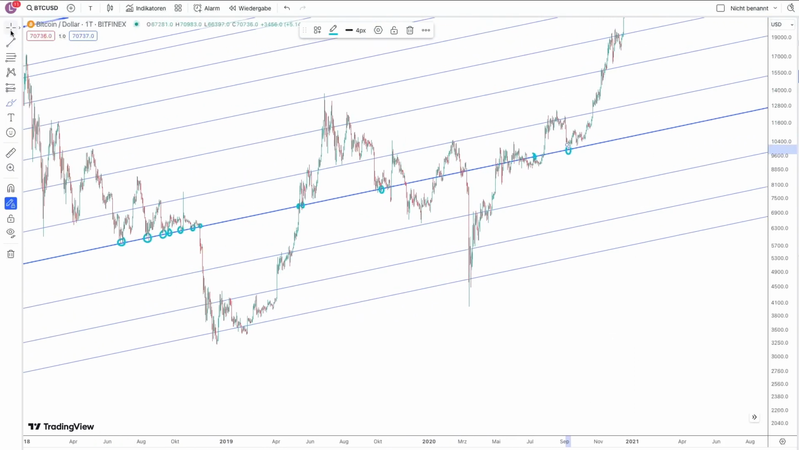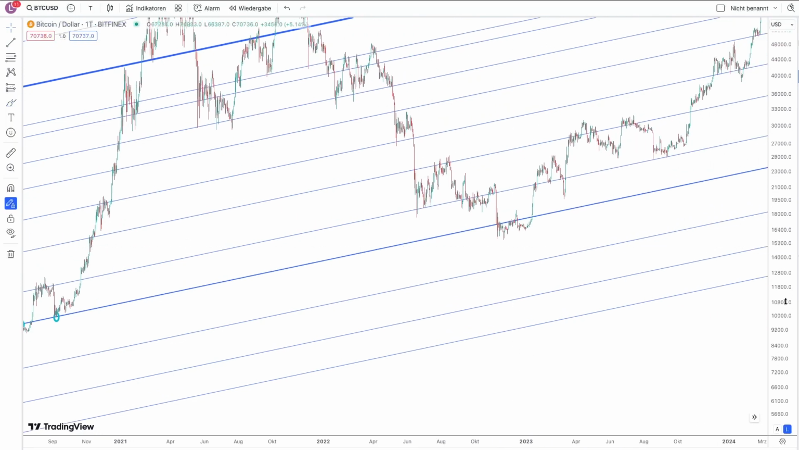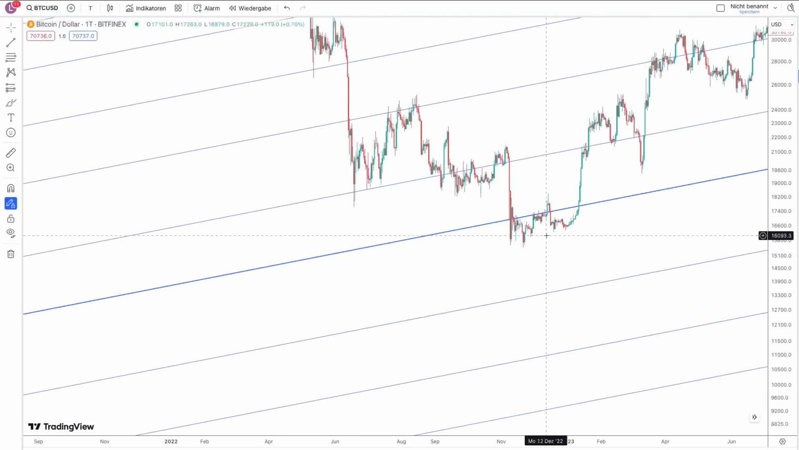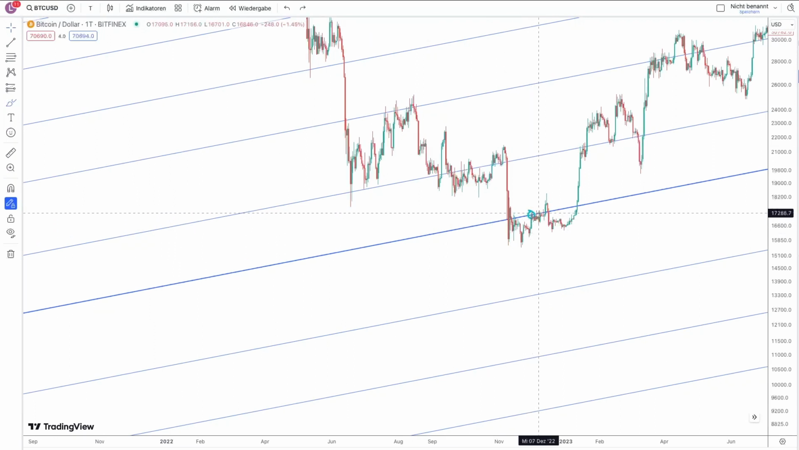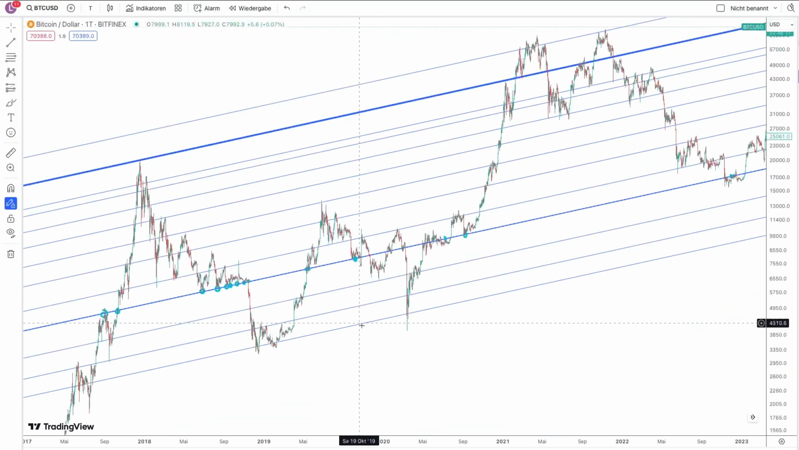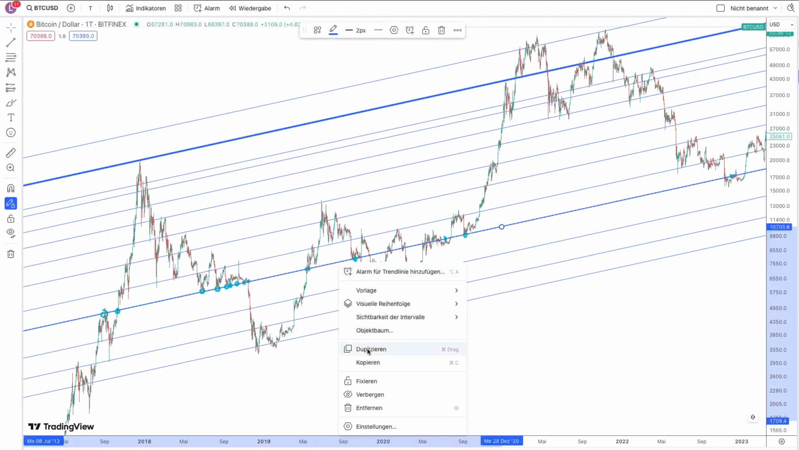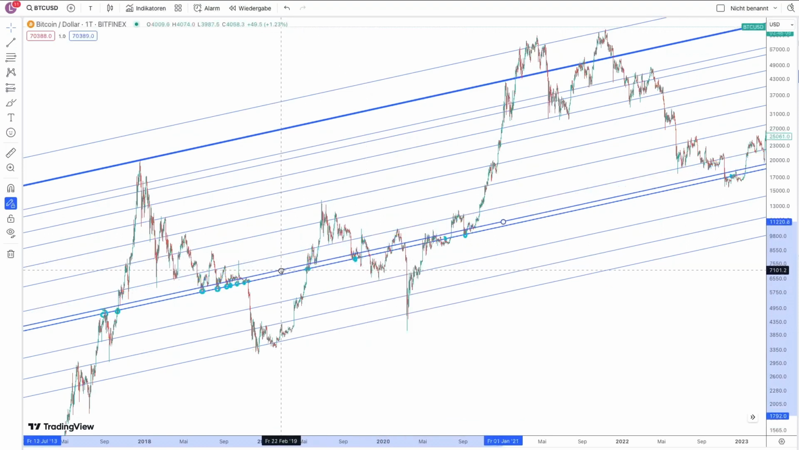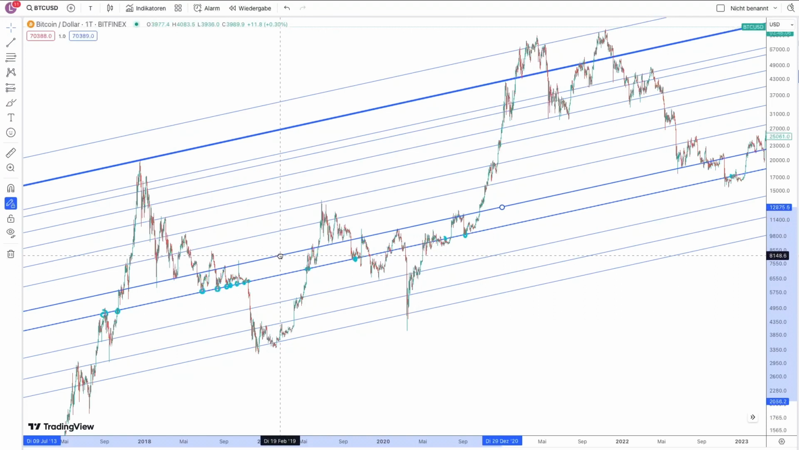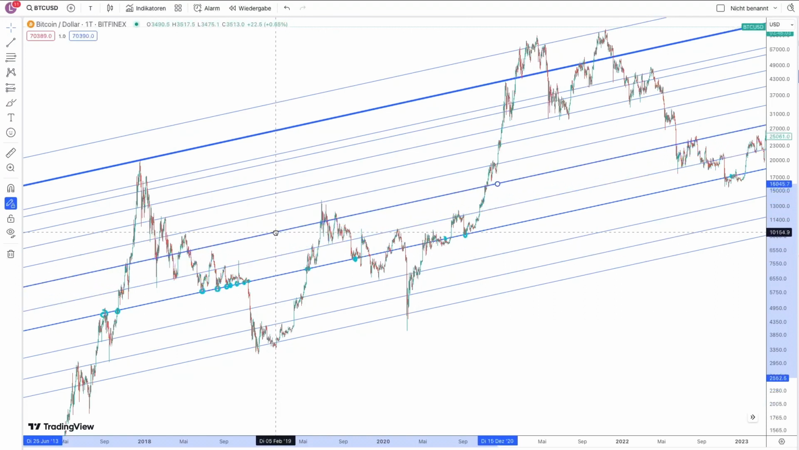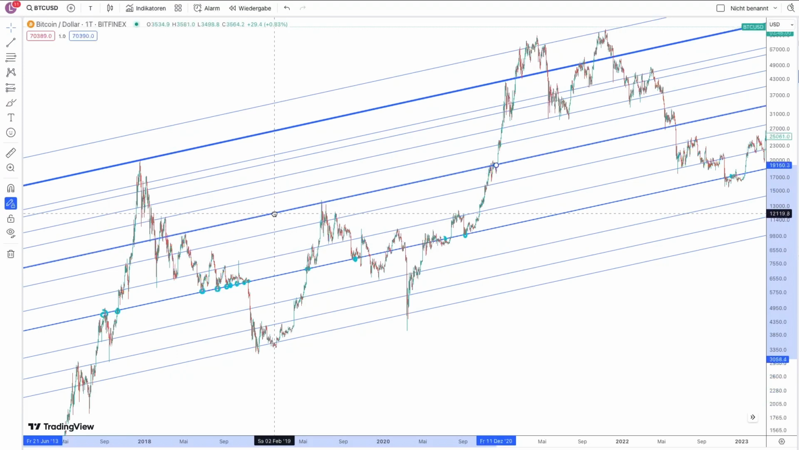Now our last touch points are these lows here in November and December of 2022. We had here a little bit of resistance 2 times, and then we broke through. What you can do now is to right click on the line and go to duplicate. Now you have the line and you can find the other touch points where Bitcoin always acted as support or resistance.